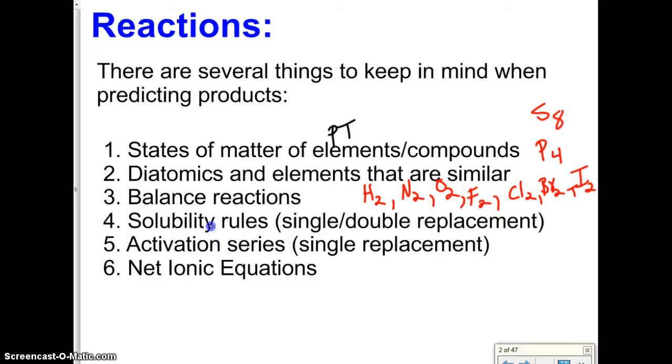You may want to see if you can pull them back up from when you did them in regular chemistry or honors chemistry last year. Otherwise, you can see them in class when we do double replacements a little bit later. Activation series, again, you don't need to have this memorized, but be able to use it. I'll show you how to use that in class. And then, of course, net ionic equations, which we'll talk about in tomorrow's video.